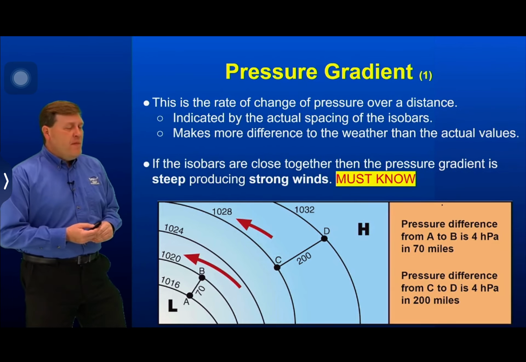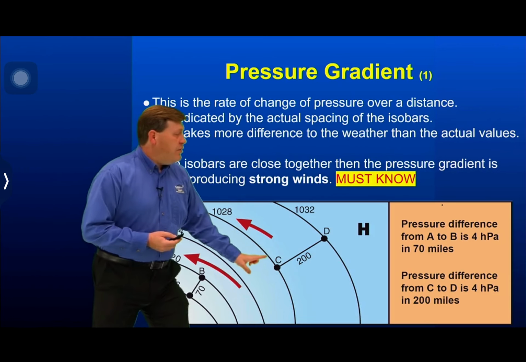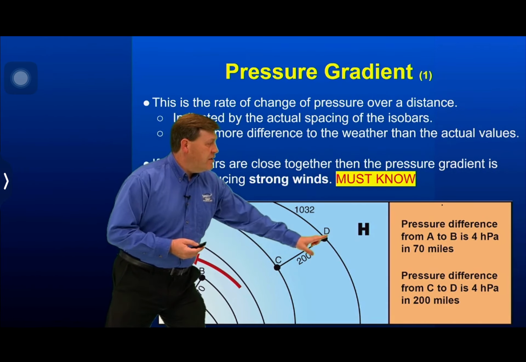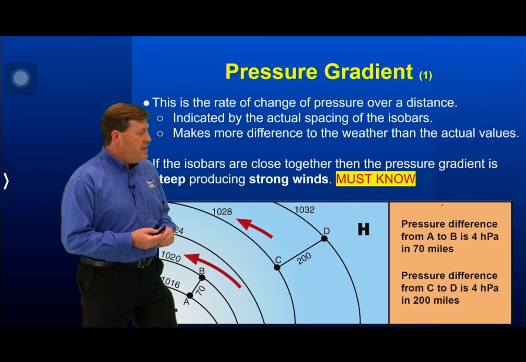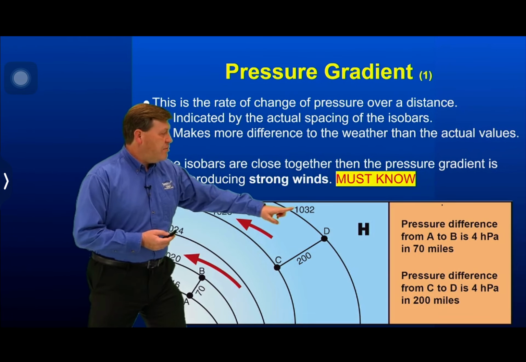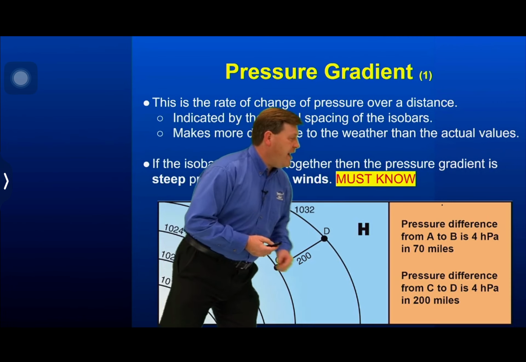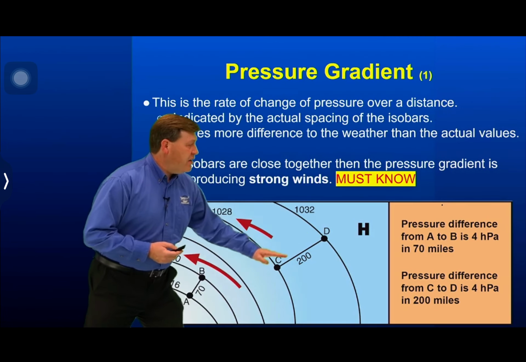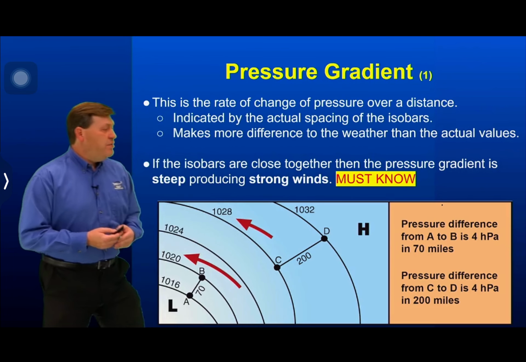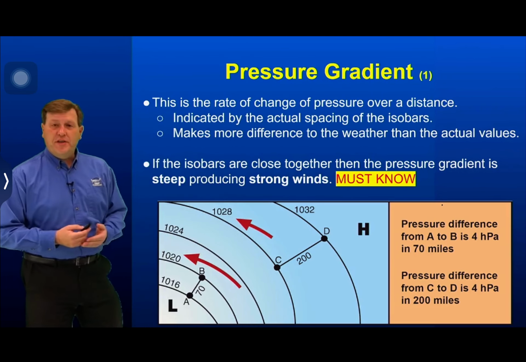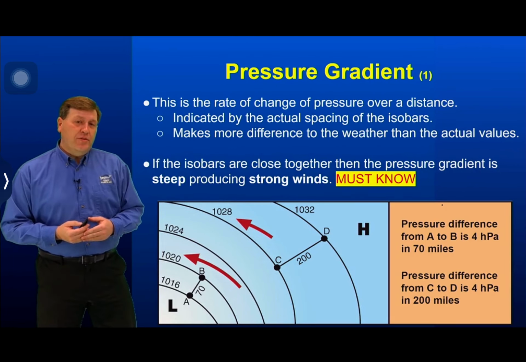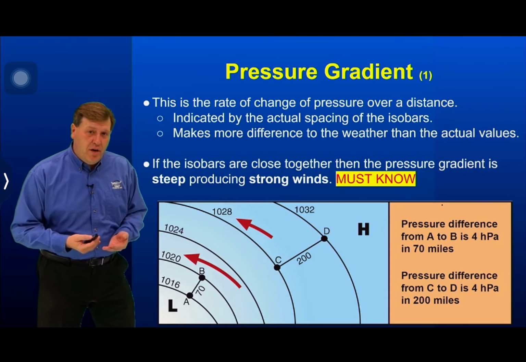Now, here we've got a distance of 200 miles, and in this case, as I look at the pressure readings, I can see that the difference is 4 hectopascals. So this here, from C to D, would be a shallow pressure gradient, which means the winds would be relatively calm.